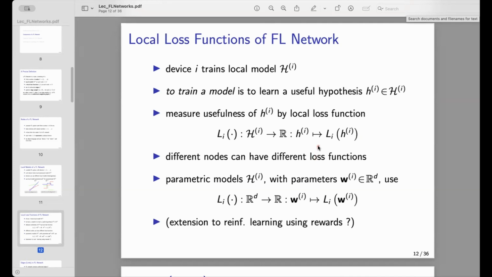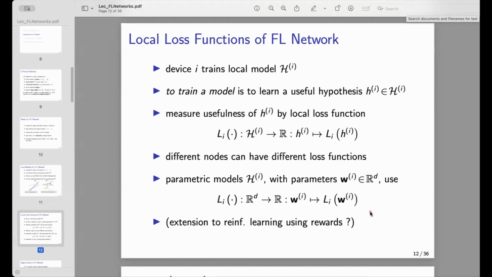We will introduce restrictions or assumptions on the loss functions as we use them later on in the course. They can be very general, as I said. In particular, they can be different, so we can use different types of loss functions at different nodes. For parametric models, we formulate the loss functions directly in terms of the model parameters.